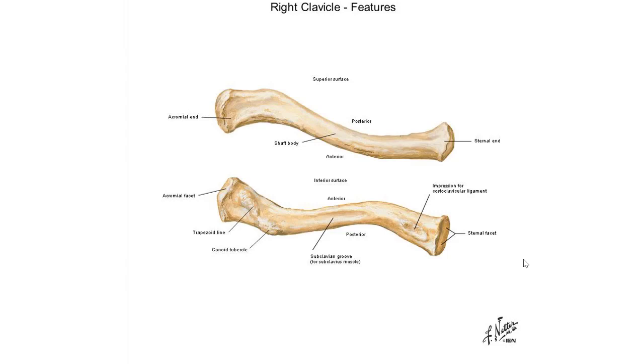So this bone, as you can see in this picture, has 2 surfaces, superior and inferior. It has 2 ends, this end and this end. This end is the lateral end and the other is the medial end.